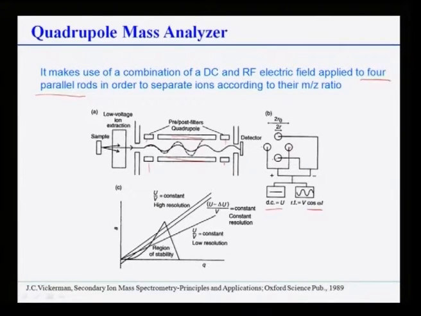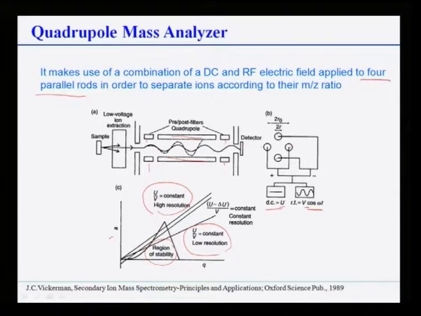Now if I plot the movement of the ions, you can see here it has two parameters, A and Q. Q is the charge and A is basically the distance between the quadrupoles. If you look at the plots, you see there are different regions. This is U by V constant, low resolution; U by V constant, high resolution; this is U minus delta U by V constant, constant resolution; and this is the region of stability.